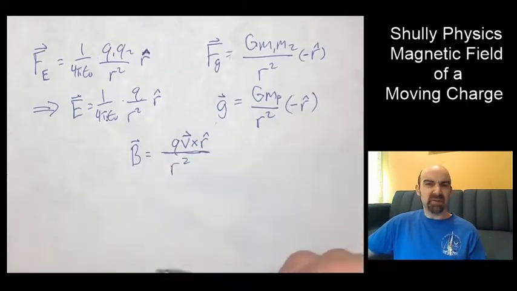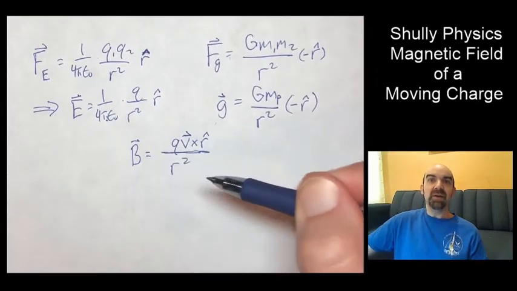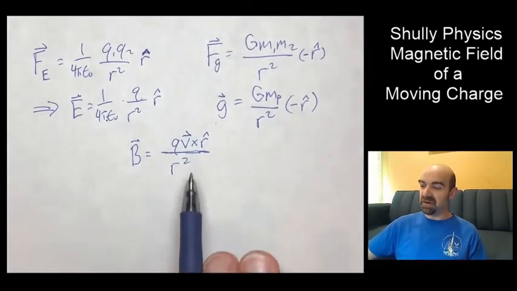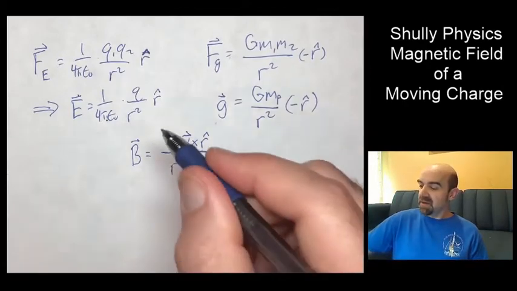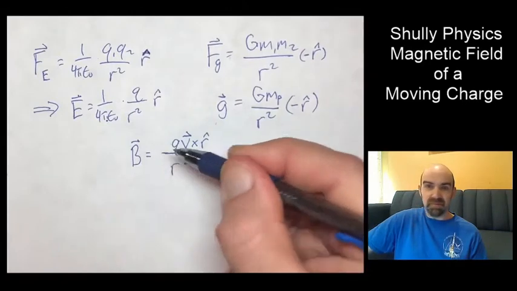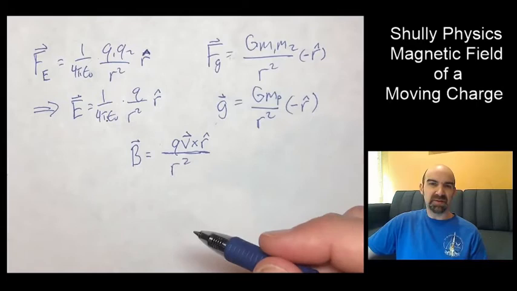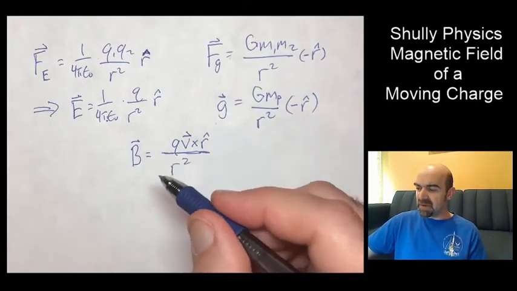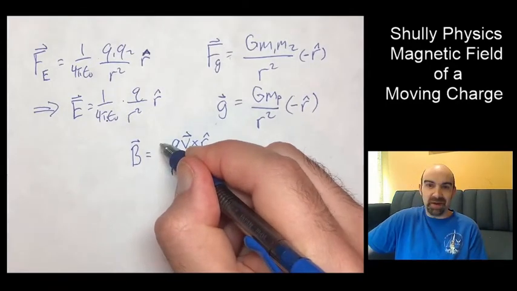So if we found the magnitude of the magnetic field, it would be QV divided by R squared. Then our next step would be to find the direction, V cross R, using the right-hand rule. The last aspect we're missing here is that constant. It's called the magnetic constant, or the permeability of free space. It's kind of like the permittivity of free space, but this mu naught is more about working with magnetics.